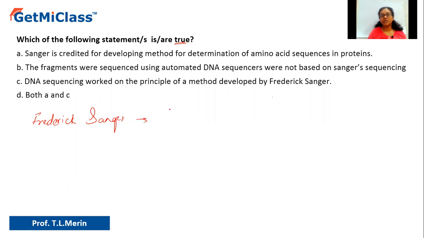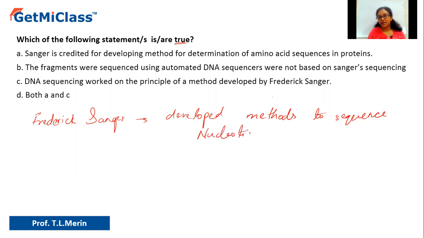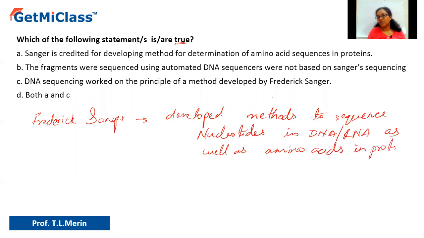Frederick Sanger was a scientist who developed methods to sequence nucleotides in DNA, even you could say DNA or even RNA, as well as amino acids in proteins. We all know that proteins are made up of what? Proteins are made up of amino acids.